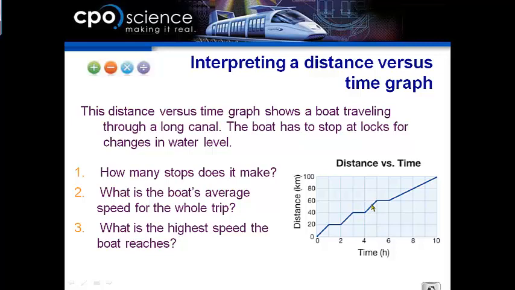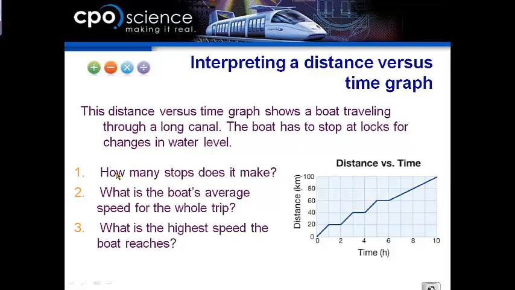Here again, graph going up. The boat is moving away from the origin. Here, the graph is flat. The boat is standing still. And finally here, the graph is going up, which means that the boat is moving again away from the origin until we get to the end.